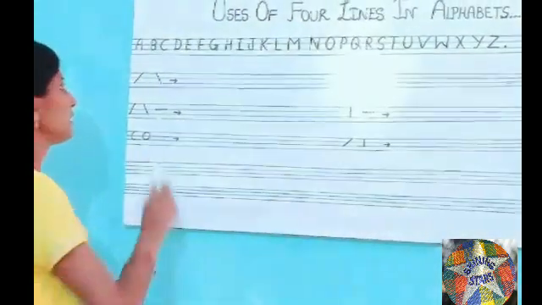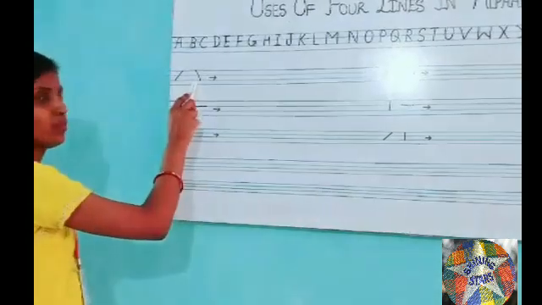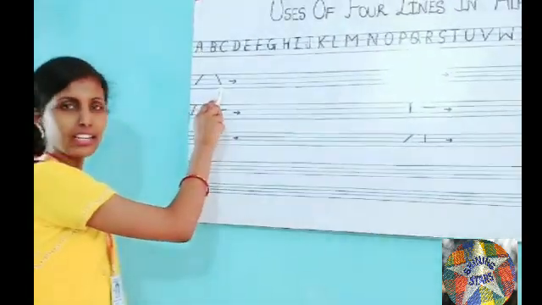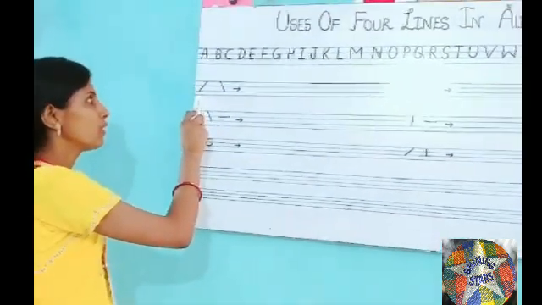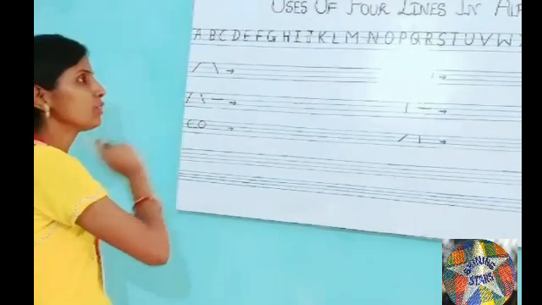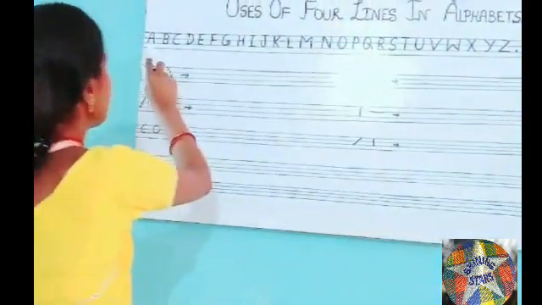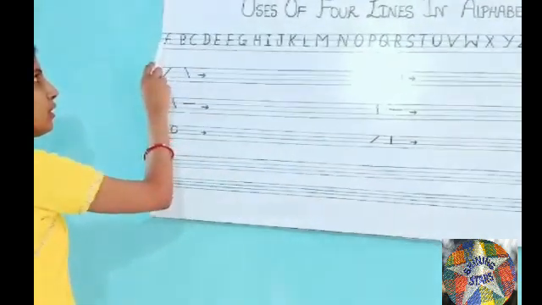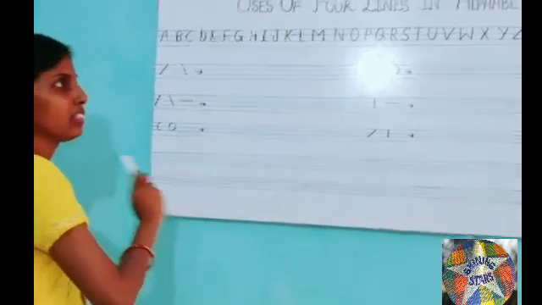See, look at here. Which line is it? Slant line. Which line is it? Slant line. We have learned the slant line in play classes. In a slant line, which letter do we use? Look at here. Is it only a slant line? No, it is with a sleeping line.